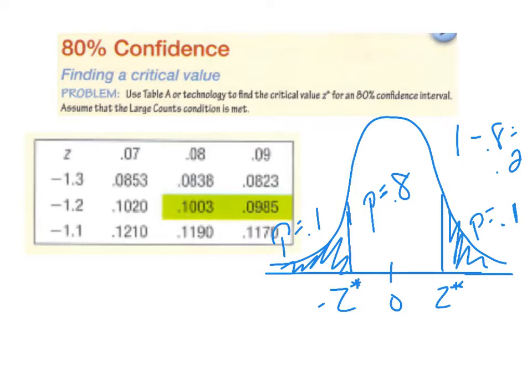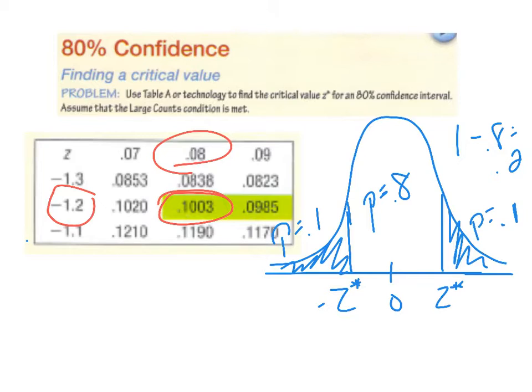So you could use your table A and find where it is closest to 0.1, and that would be my critical value. So basically my z-score here is negative 1.28, so my critical value is 1.28 here. Remember 1.2, and there's the hundredth place there. That's where I get the 1.28. Or I can put this in my calculator.